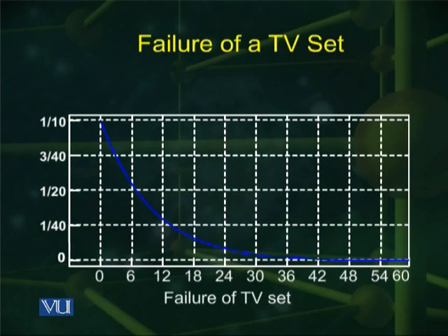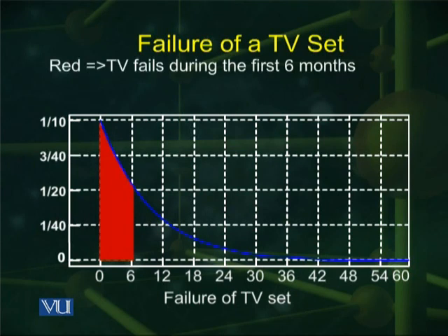On this slide, two interesting events are defined. The first event is that the television is going to fail in the first 6 months of its deployment. So you purchase a television, put it into operation, and it is going to fail in the first 6 months. The probability of that event can be found by integrating this PDF from 0 to 6, and this area under the curve from 0 to 6 is shown in red on the slide.